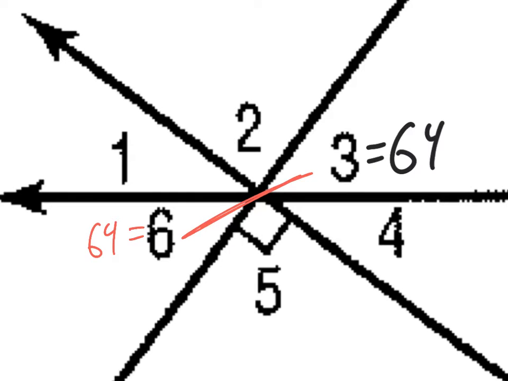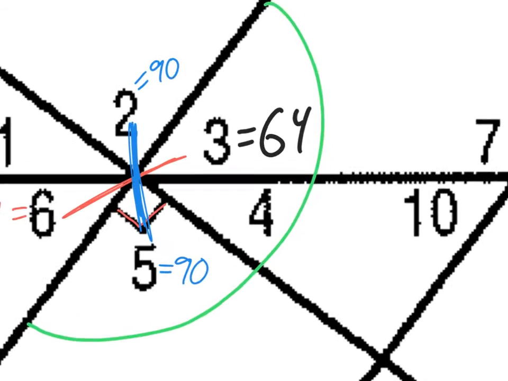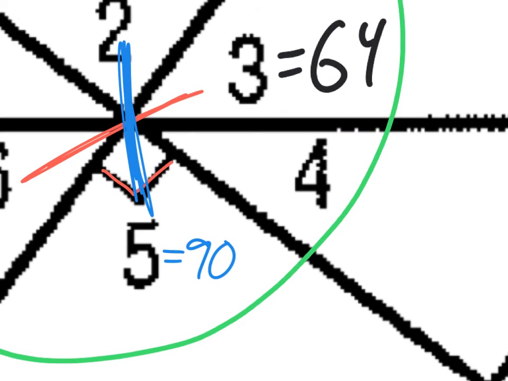Looking here at angle 5, they have a right angle listed there for us. So I know angle 5 is 90 degrees. And again, because of vertical angles, I know angle 2 is also 90 degrees. What I'm going to do now is make a straight line using angles 3, 4, and 5. If I were to combine these angles, I get a full 180 degrees going across that straight line.